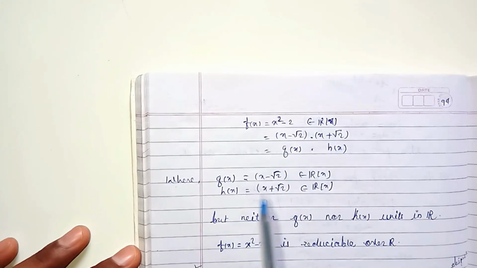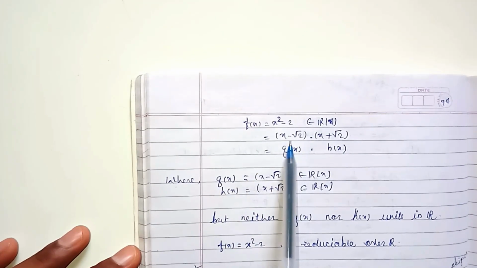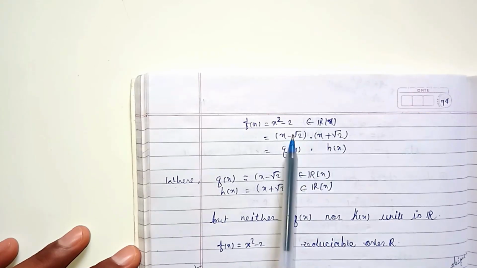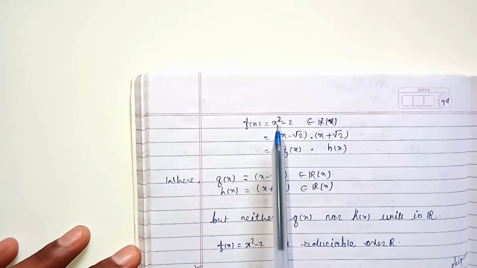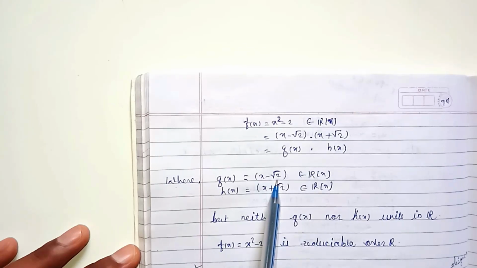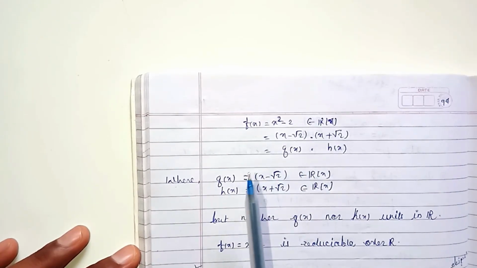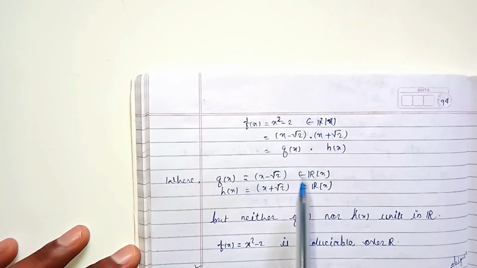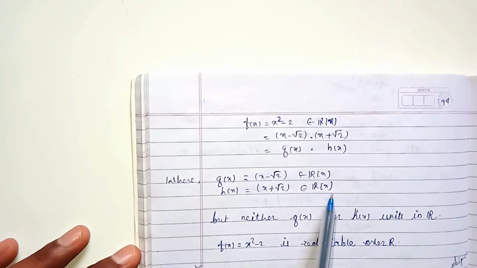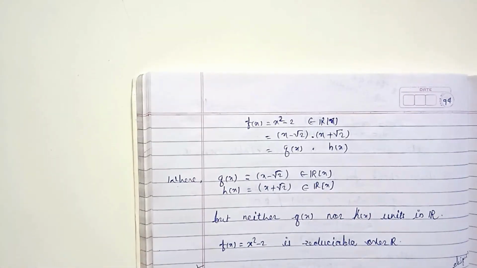So here we have polynomial f(x) is x square minus 2. It factors as g(x) into h(x), x minus root 2 and x plus root 2. So I got the two factors of f(x), where g(x) is x minus root 2 and h(x) is x plus root 2. We can say that x minus root 2 belongs to R[x] and x plus root 2 also belongs to R[x]. That means the definition of the irreducibility criterion is violated here.